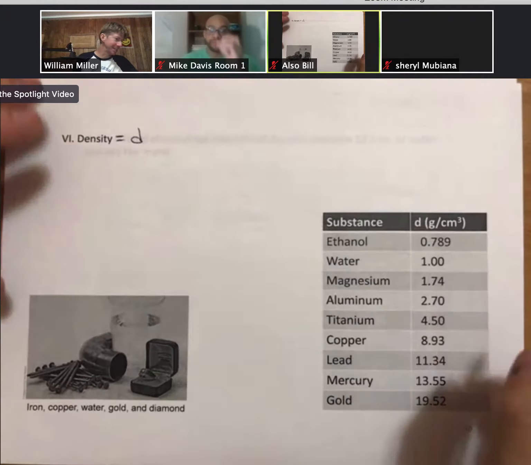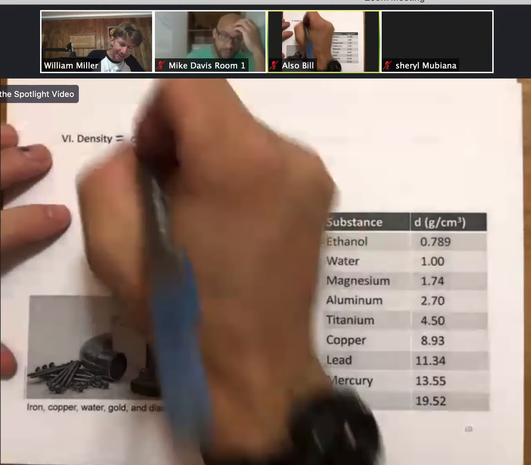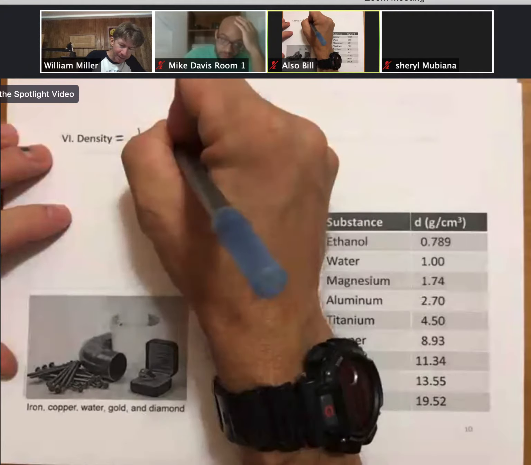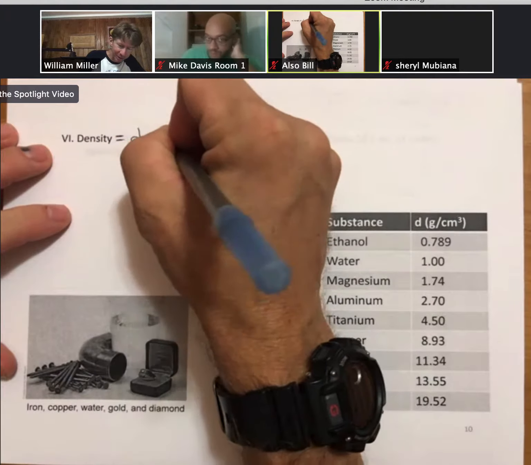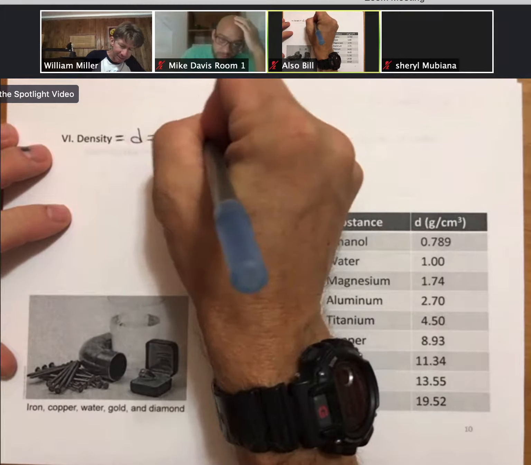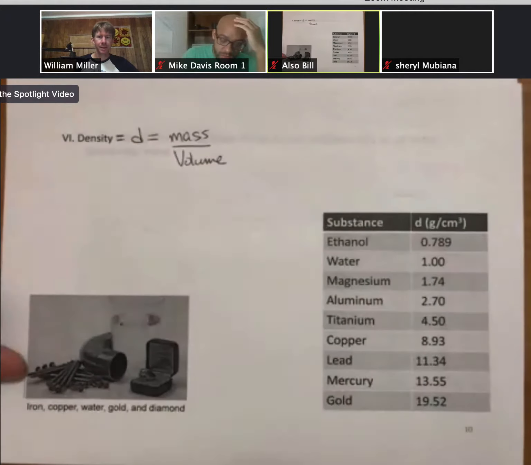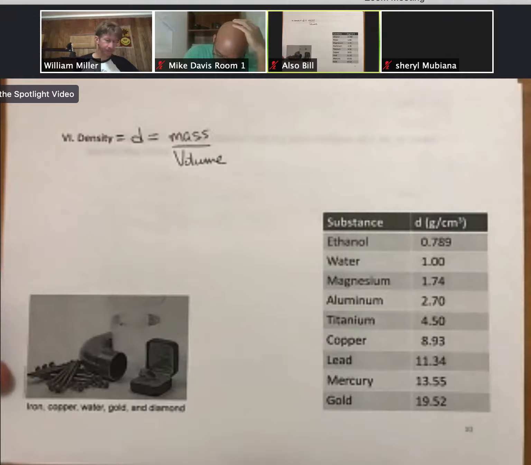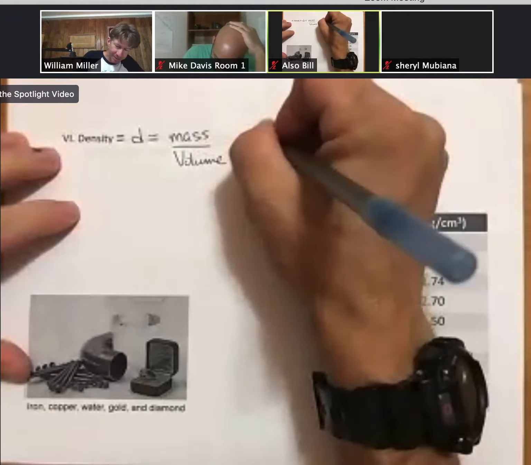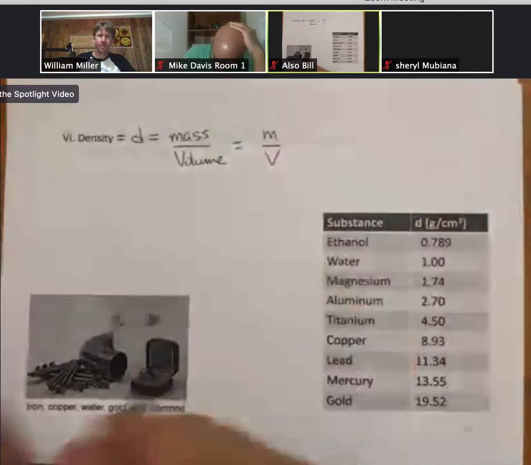Density. Density is D, and density is going to be mass over volume. Mass divided by volume, like so. And shorthand, M over V.